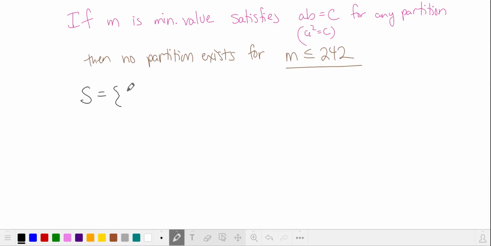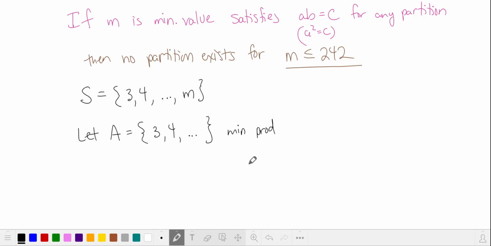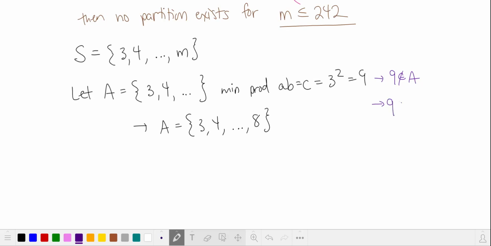So S is consecutive integers starting with 3, and we'll start with the subset A, and we'll put 3 in here. If this is our subset so far, the minimum product of any two not necessarily distinct elements is going to be 3 squared or 9. So we can take the consecutive integers from 3 all the way up to 8. So instead, we'll put 9 into our second subset we're calling B, and we'll keep on going.